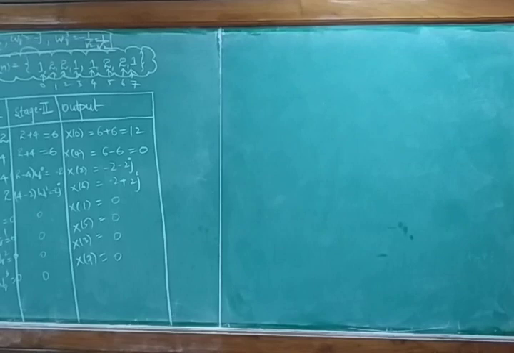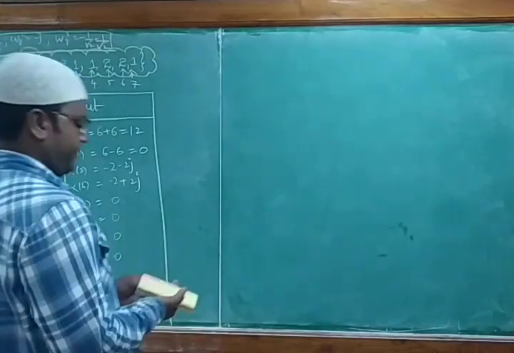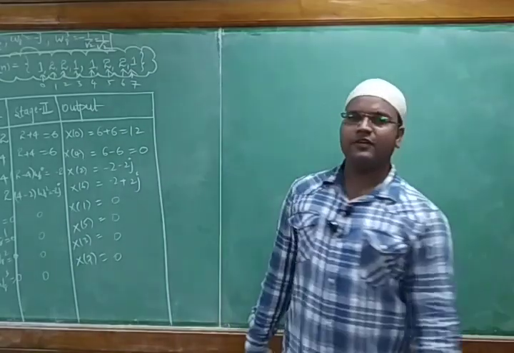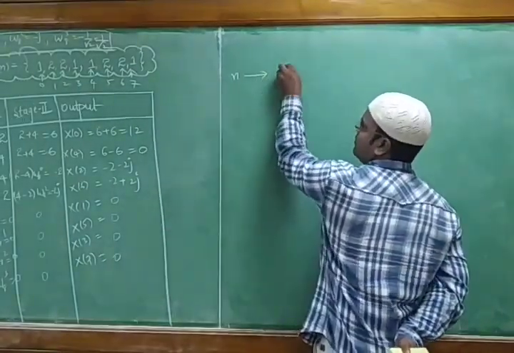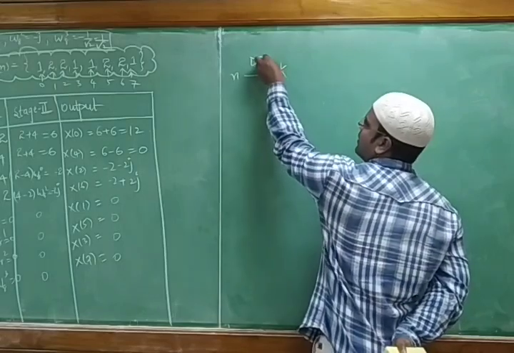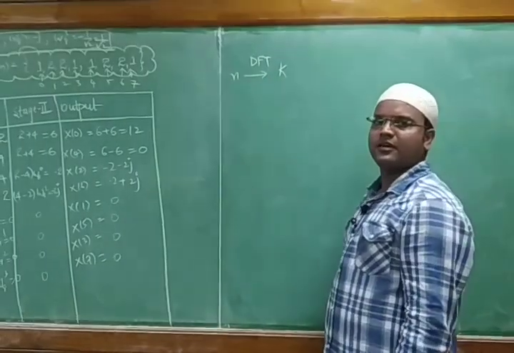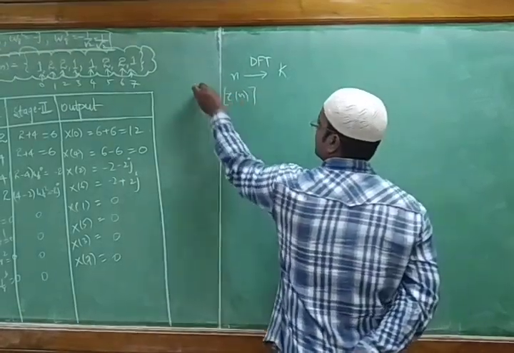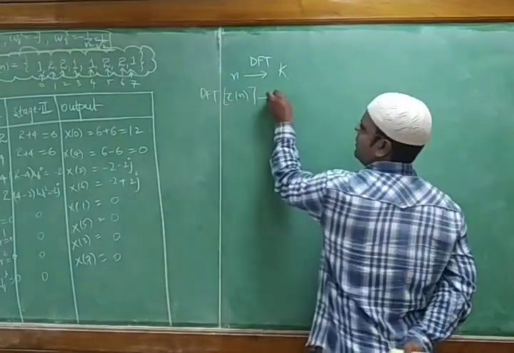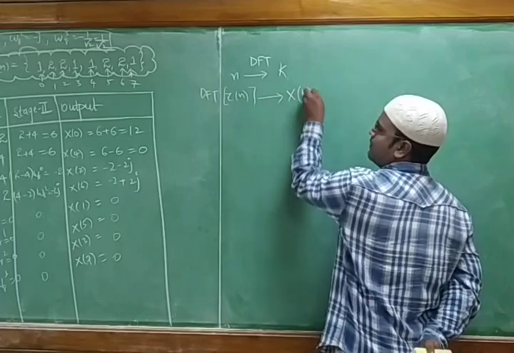So we got x of n order as 0, 4, 2, 6, 1, 5, 3 and 7. So we know, by using DFT, what is DFT all about? Your n domain sequence can be converted into k domain sequence by applying DFT. That is nothing but the discrete Fourier transform. So if you have an input sequence, the DFT of x of n can be written as x of k, right?